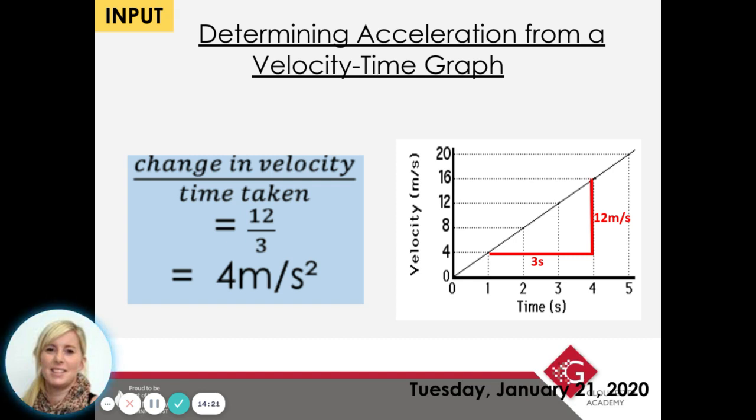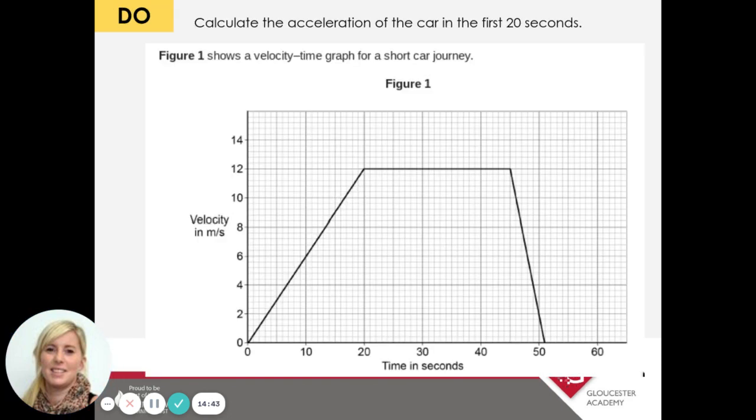So the technique is the same as what we did the other day. You're taking that diagonal line, you're drawing on that triangle. I would normally draw it on in dashed lines. And I'd work out my y, which in this one is 12, and my x, which in this one is 3. And then 12 divided by 3, it's always y divided by x, works out as 4 meters per second squared. So that's how you do that one.